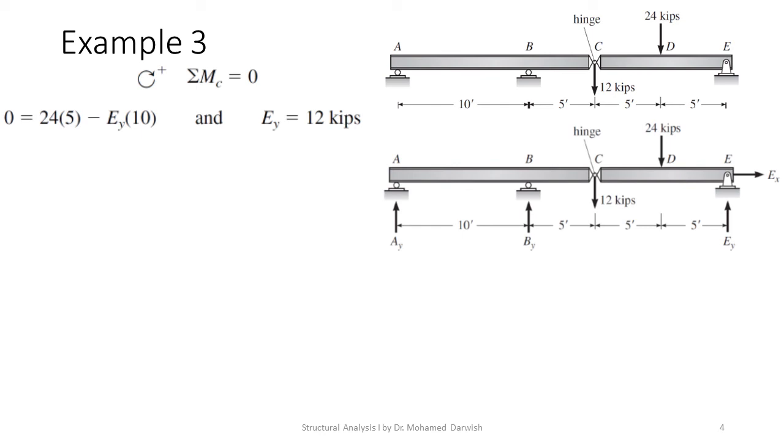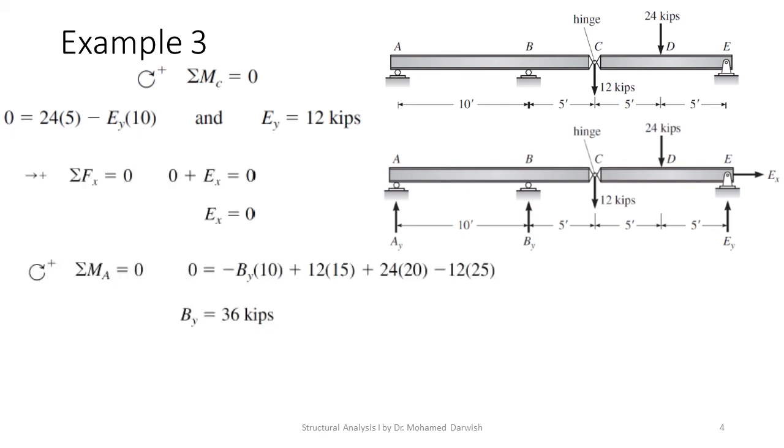So sigma M about C equals 0. So I have 24 times 5 minus 10 Ey. So Ey equals 12 kips. Sigma Fx equals 0, Ex equals 0 anyways. Sigma moment about A equals 0. So now I got Ey, and I have Ex equals 0.